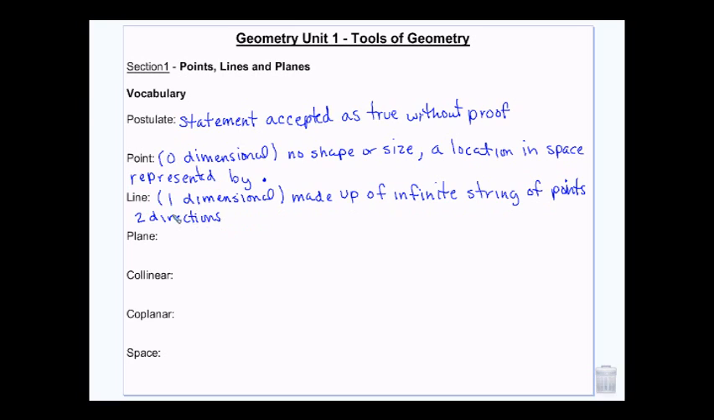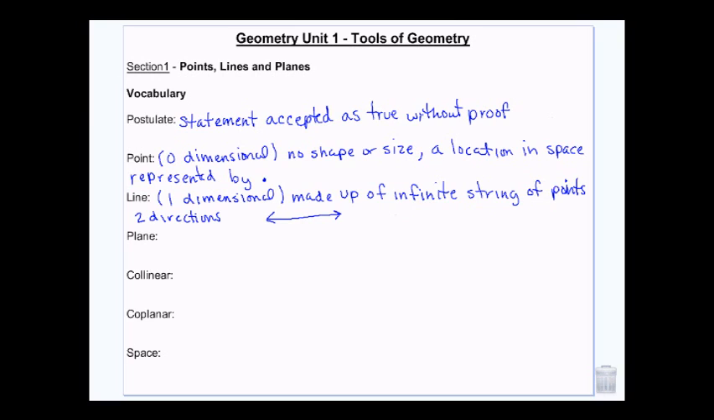So basically you take these points that are teeny tiny, infinitely small, and you take an infinite number of them and you stick them together in a big long string. And they go on forever and ever in 2 directions. And we draw or represent a line by making a little piece of a line with arrows on the end to show that it goes on forever.